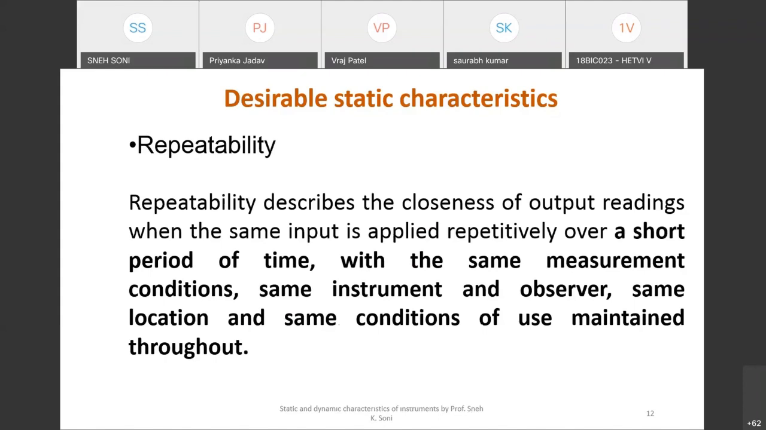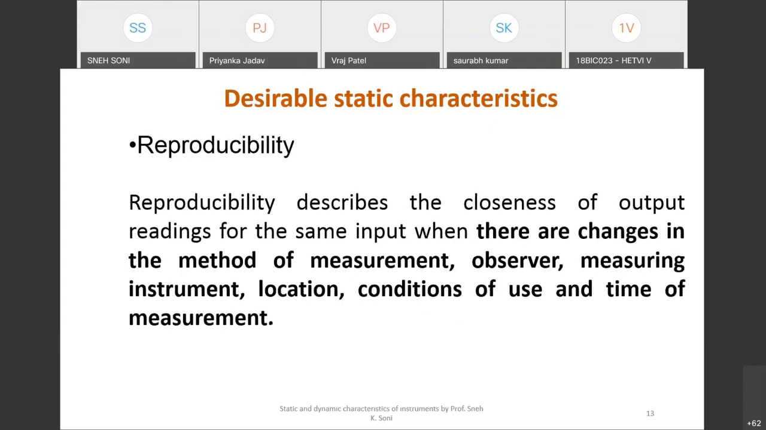Okay. So what I'm saying is the instrument is providing you the same reading every time under the same operating condition, same environment, same apparatus or same hardware, right? Same location, then the instrument is repeatable. Okay. Before discussing further about repeatability, let's move to the next slide, that is reproducibility. Now try to read this and try to differentiate.